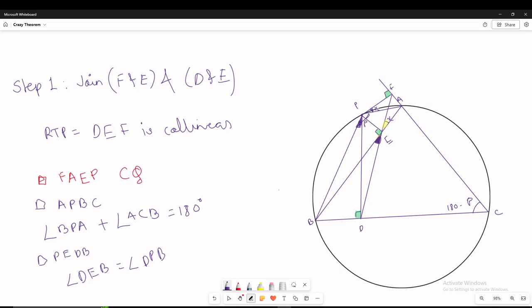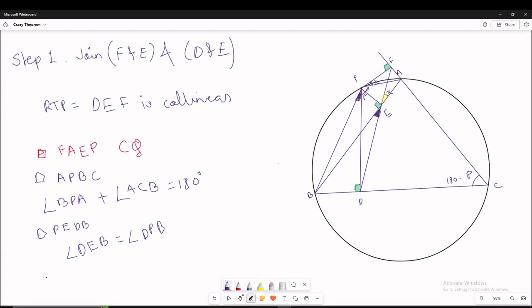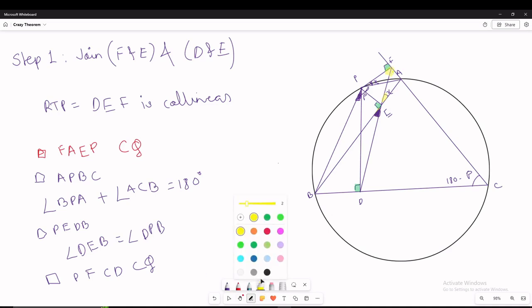And to do that, we need to get the last cyclic quadrilateral of the game, which will finish the game once and for all. That is the quadrilateral PFCD. It is also a cyclic quadrilateral because if you look carefully, this angle is 90 degrees. This angle is 90 degrees. This angle is 90 degrees. And these two are opposite angles. So opposite angles are supplementary. And hence, these two angles are equal.